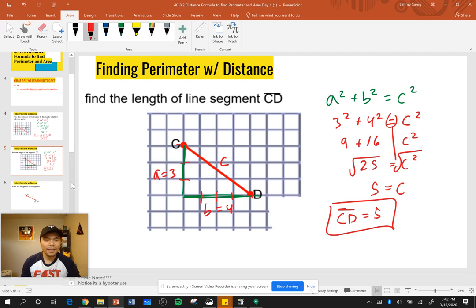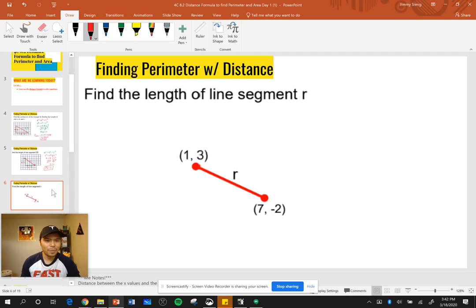Feel good about that? It's only getting harder, right? That's what we do. Okay, let's go ahead and pull out the graph, and let's just leave you with 2 points. We got (1, 3) and (7, -2). I encourage you to pause the video, see if you can find that length yourself.